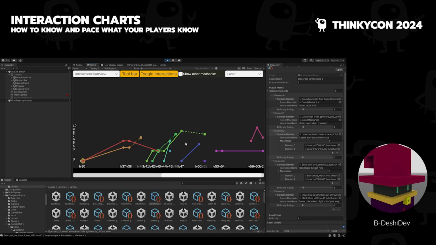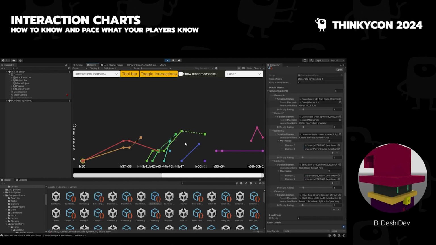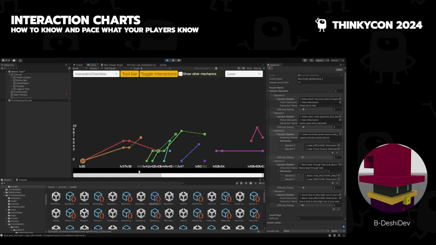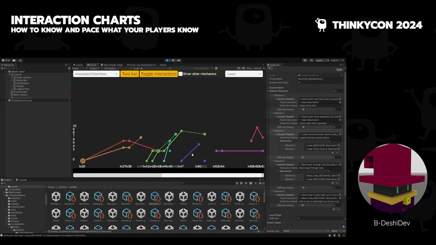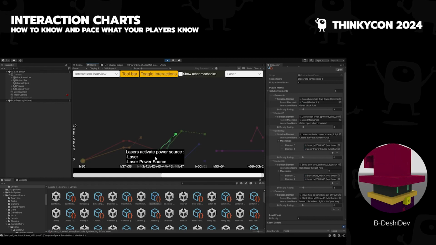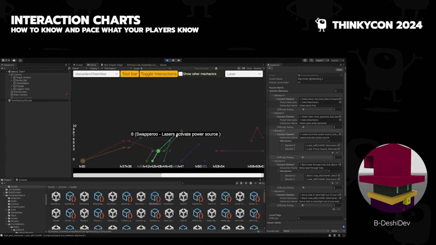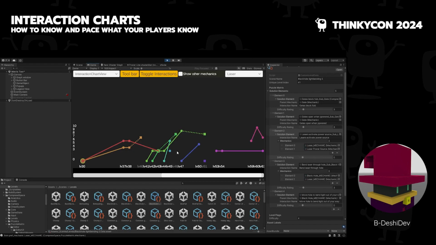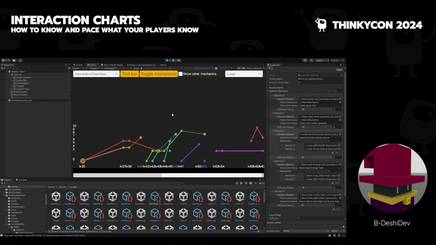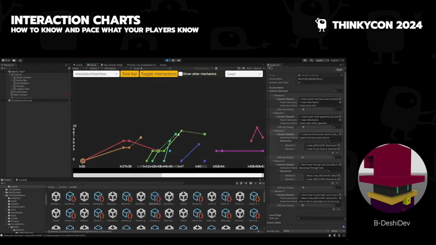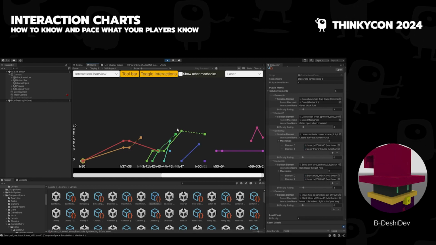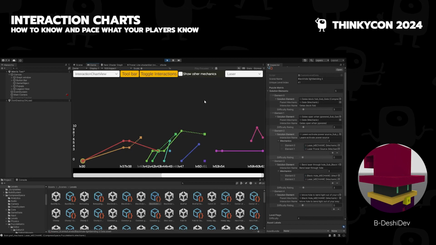For example, the span of an interaction chart tells you the span of levels the given interaction is present in. For example, this interaction, pen laser through hole, starts at level 41 and ends at level 51, so it is present in the levels in that span. And this interaction, lasers activate power source, starts at level 42 and ends at level 46. So level 42 to 46 is the span for this interaction, and we can see the spans of each interaction and how they overlap. So we can better keep track of which interactions we are introducing and how many interactions we are trying to force on the player at a given level.